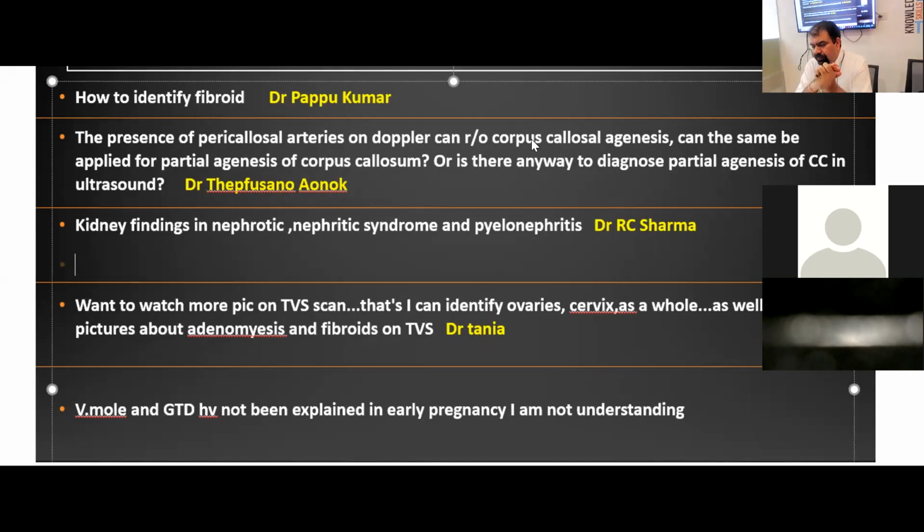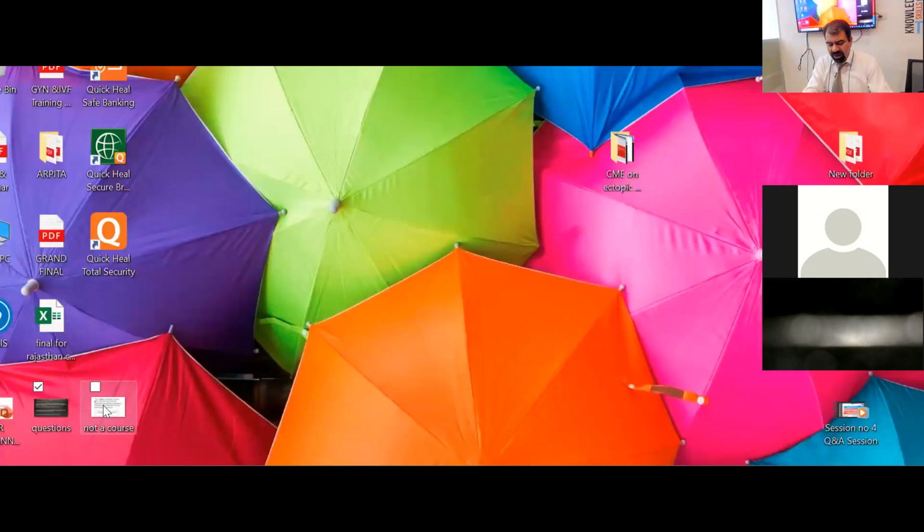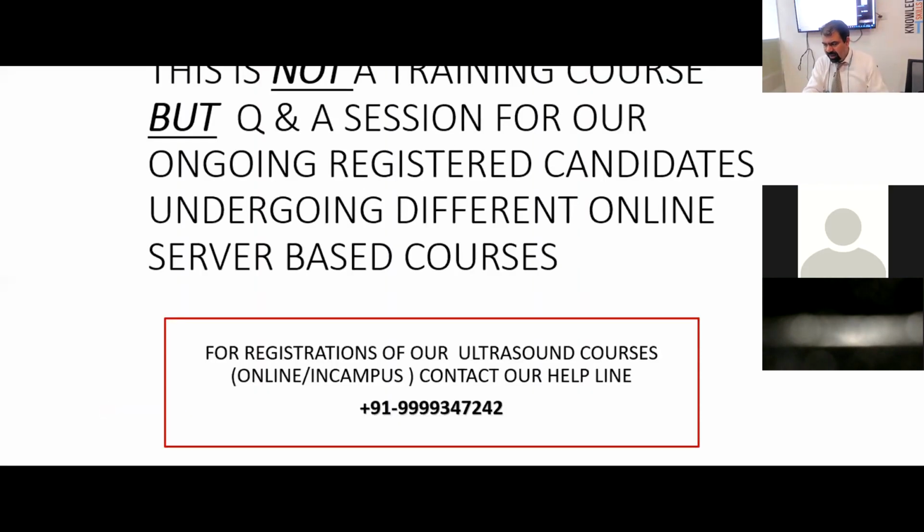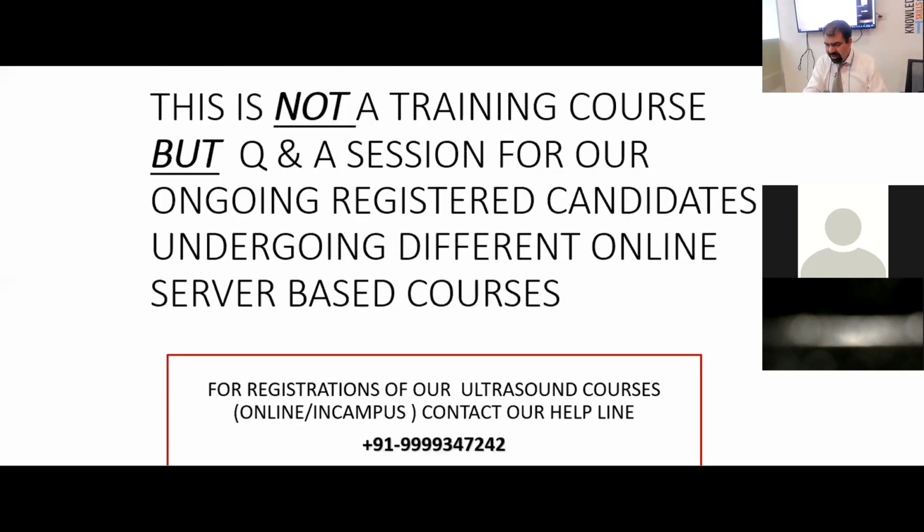Dr. Anok, first of all, yes, you are getting it rightly about the pericallosal artery. Others may not understand this because they have not yet completed the fetal ultrasound course. We are taking these courses in detail on the server. This candidate has probably completed the fetal ultrasound course. That is why he's having this question: how to diagnose partial agenesis of corpus callosum.